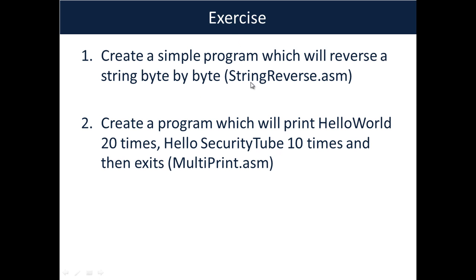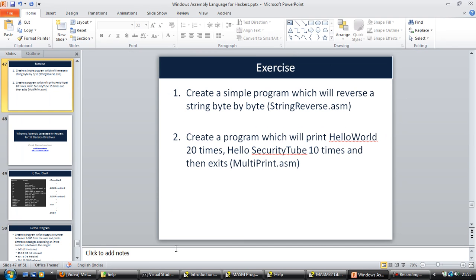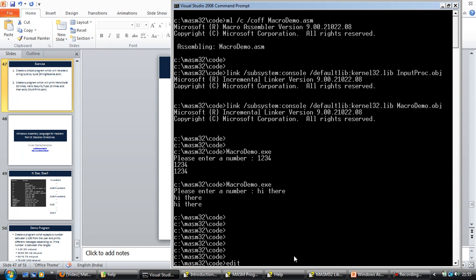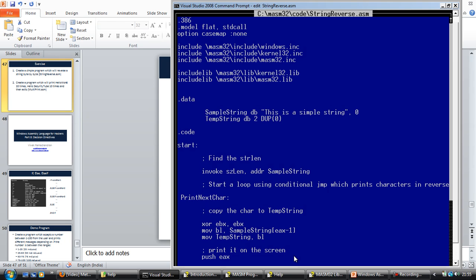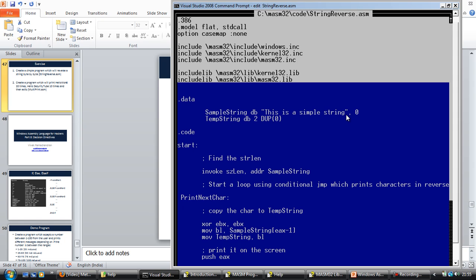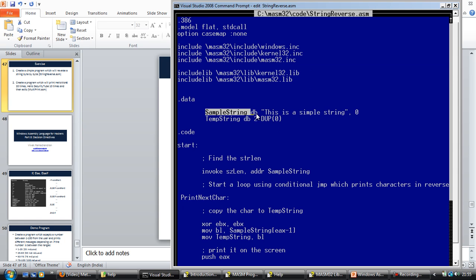So the first program which I am going to write is a simple one which will reverse a string, and it's called stringreverse.asm. So let's look at how this program functions. This part is pretty much common for all the code we've written till now. This is the sample string which we would like to reverse. We've created a 2-byte array, filled it with zeros, and called it temp string.